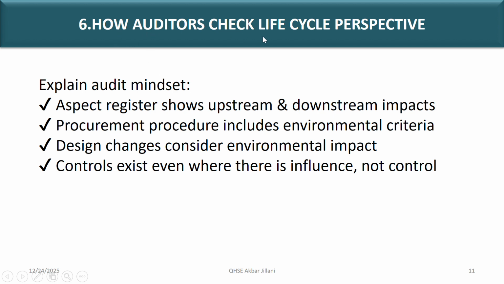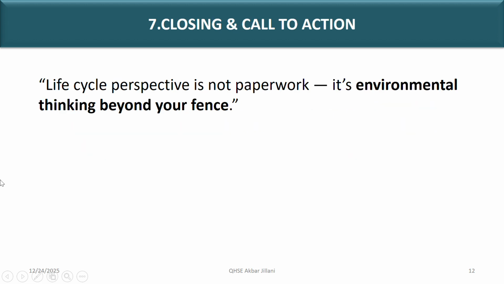How auditors check life cycle perspective. Explain the audit mindset. Aspect registers show upstream and downstream impacts. Procurement procedure including environmental criteria. Design changes consider environmental impact. Control exists even when there is influence, not control.